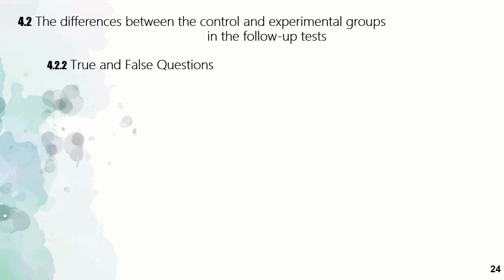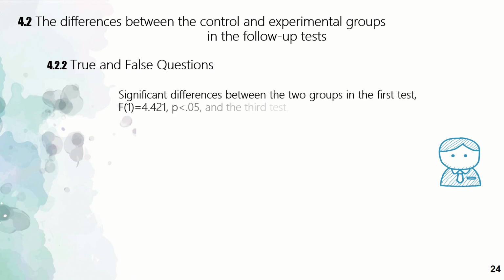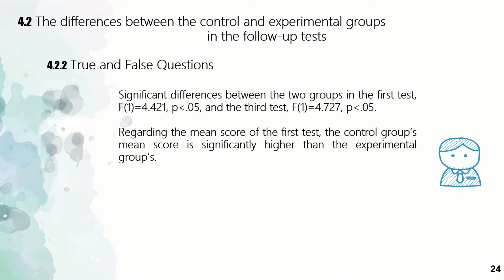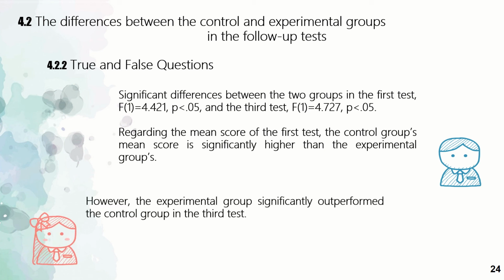Then the result of the true and false questions test. There were significant differences between the two groups in the first test and the third test. Regarding the first test, the control group's mean score is significantly higher than the experimental group's. However, the experimental group significantly outperformed the control group in the third test.